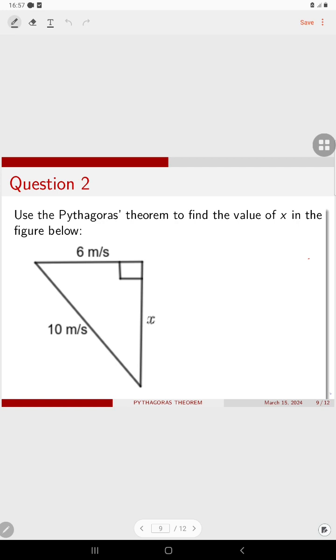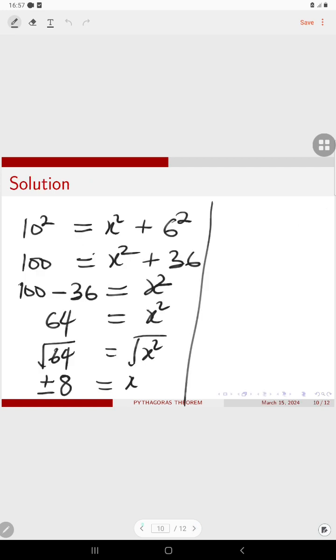But you see, we are dealing with distance, length. So we don't take the negative answer. Why are we saying plus or minus 8? Because when we take the square root of it, 8 times 8 is 64. Likewise, negative 8 times negative 8 is also 64, right? So when you take the square root of a number, the answer is plus or minus. So for those of us who are confused, that is the reason.